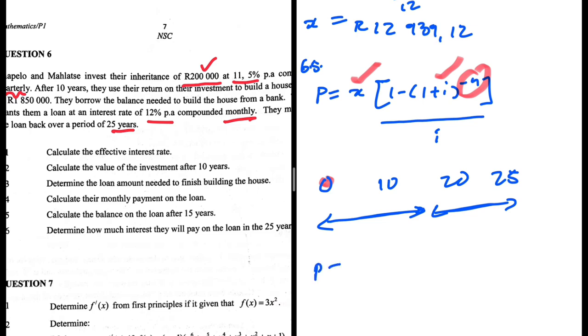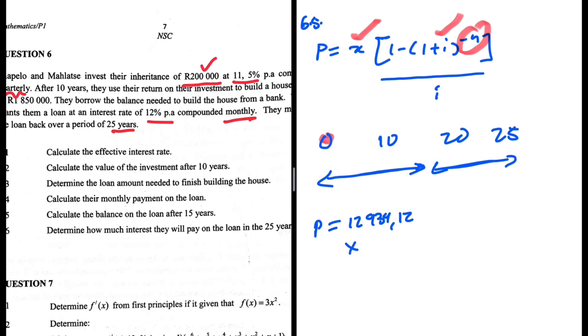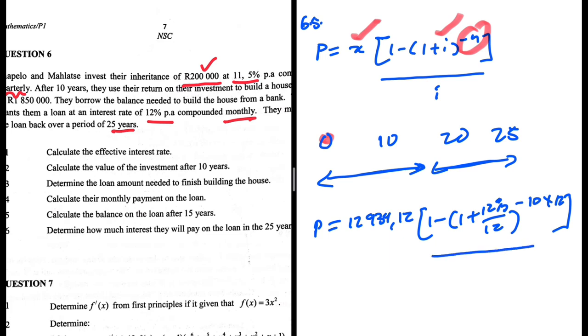Okay, so P will be equals to X, 12,939.12 multiplied by, I think everything will fit, I can just write it here. 1 minus 1 plus 12% divided by 12 compounded monthly to the power minus 10 multiplied by 12. Everything, well, it can be everything because multiplication is commutative, it doesn't care about order.